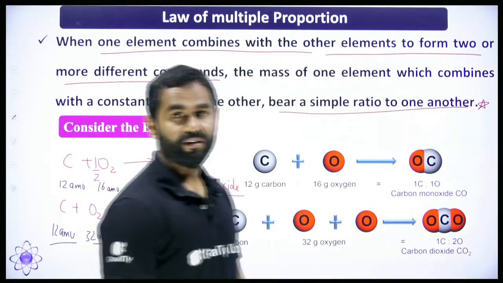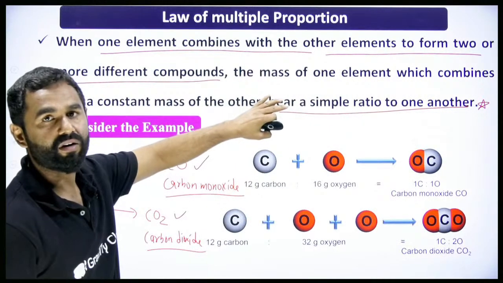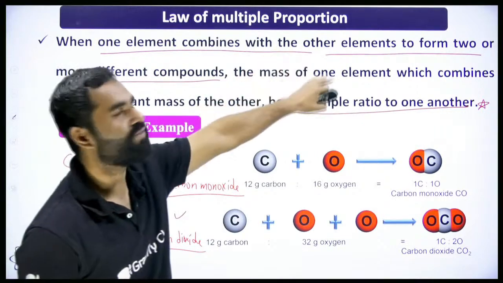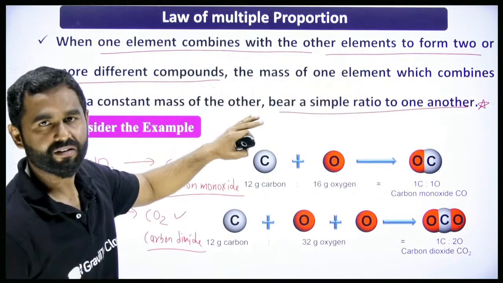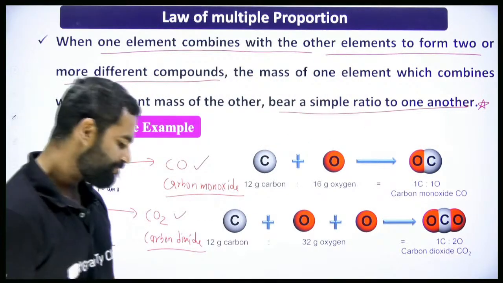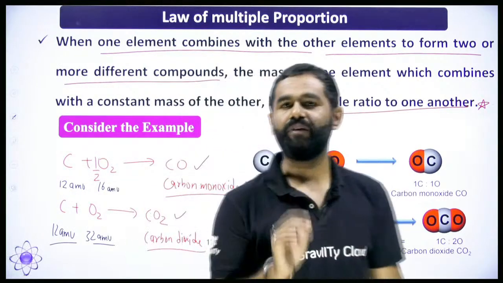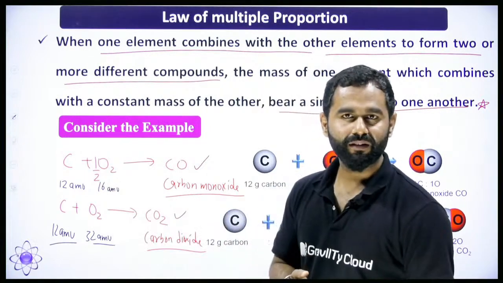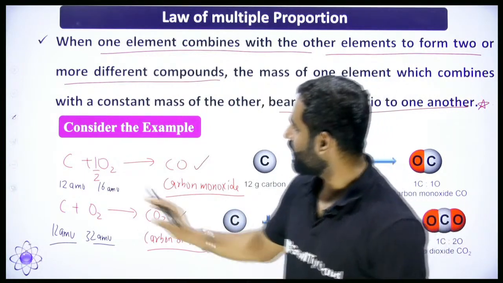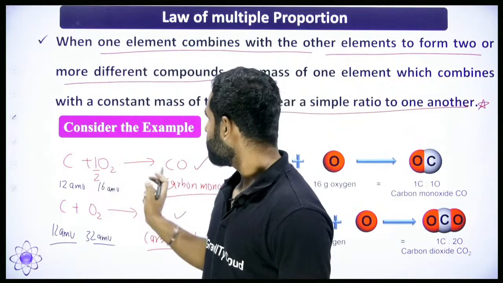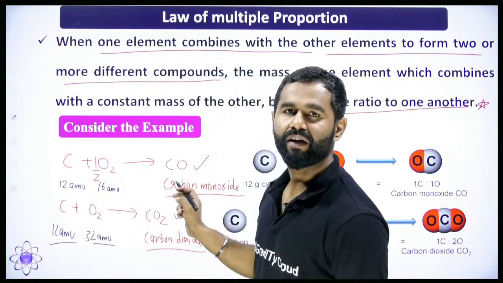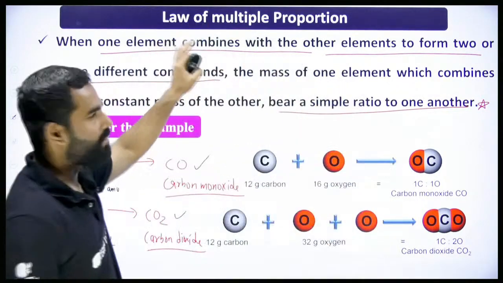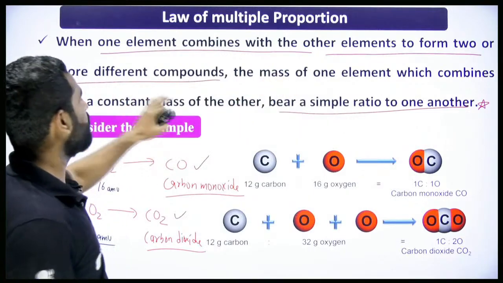What is the meaning of it? This second part is very important. It says the mass of one element which combines with the fixed mass of other. That means one of the reactants will have constant mass, and then look at here, C plus O2 gives this much. It says the mass of one element which combines with the constant mass of other.